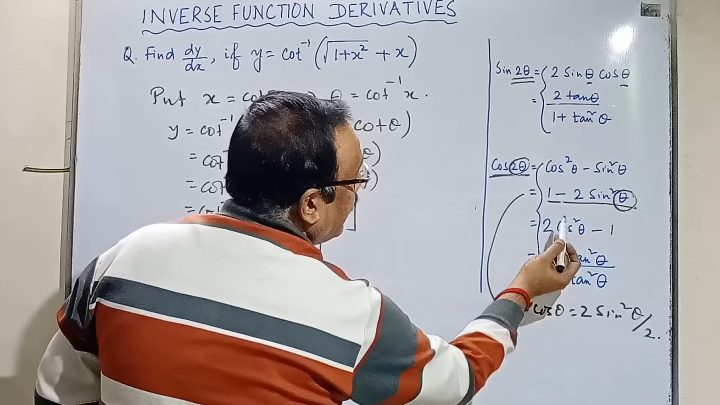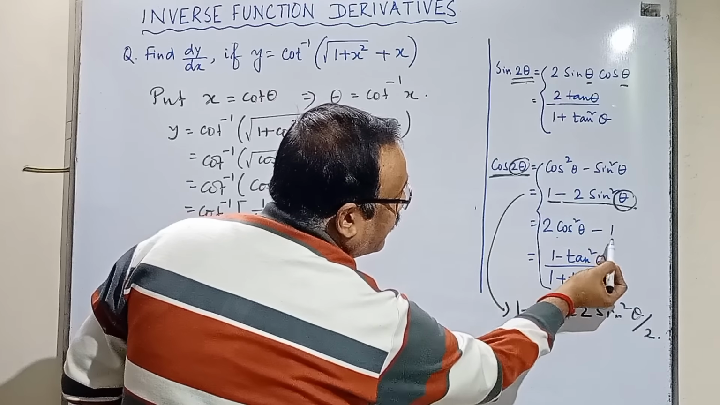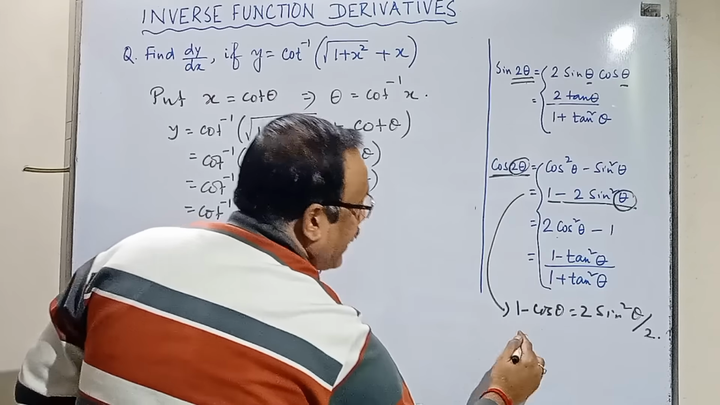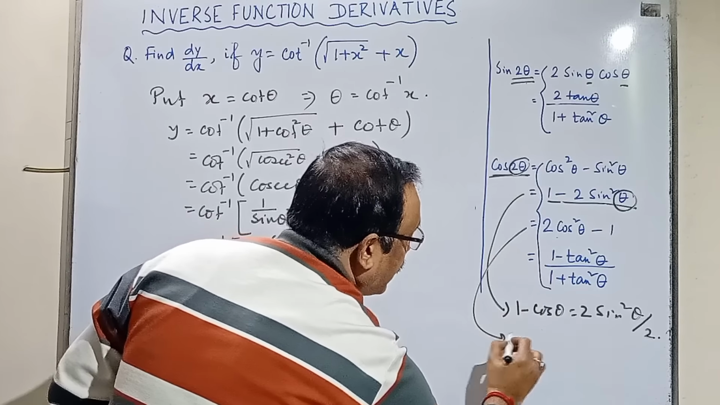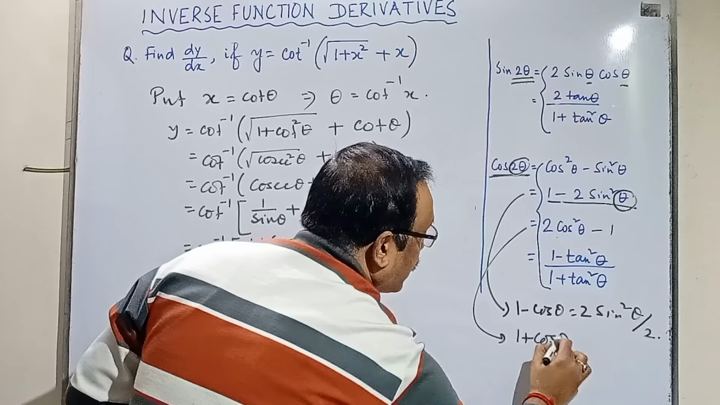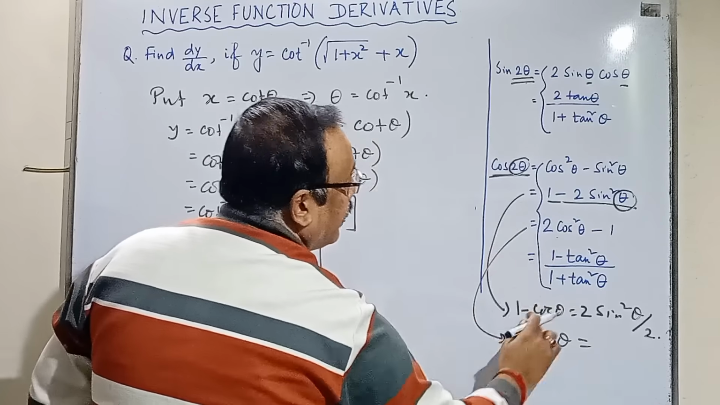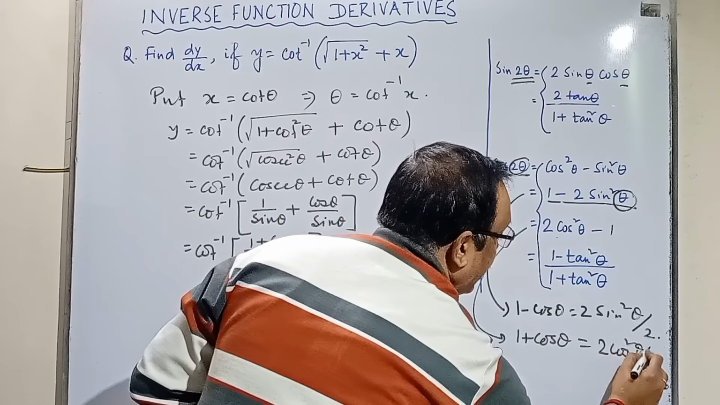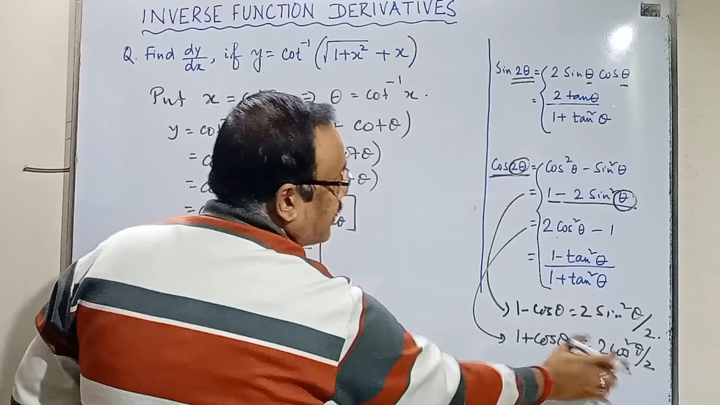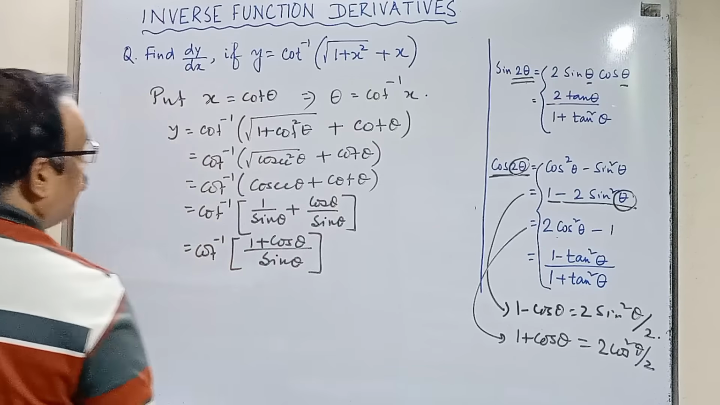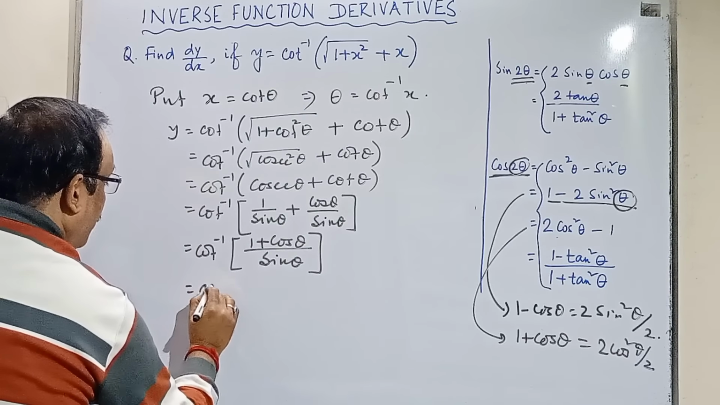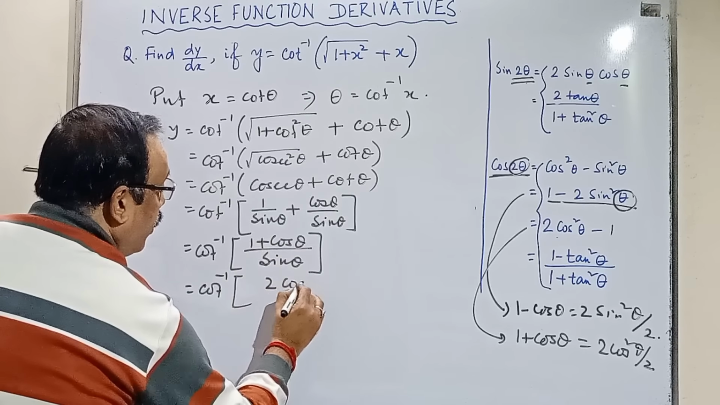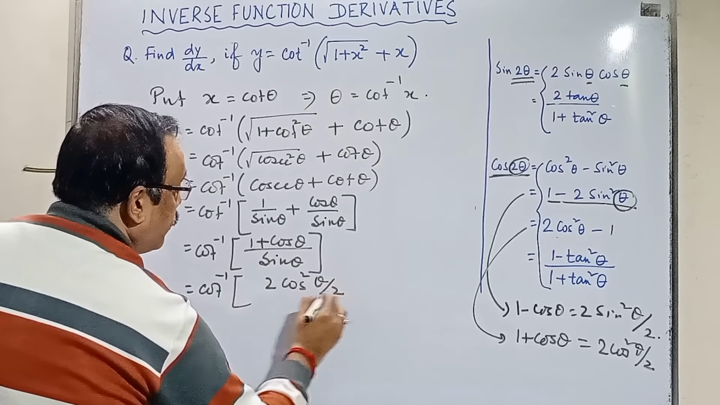We use this logic. See, cos 2 theta is equal to 2 cos square theta minus 1. If I bring minus 1 this side, this will become cos 2 theta plus 1. That means I can use this. So from here, I am getting 1 plus cos theta will be equals to 2 cos square theta by 2 for submultiples. This is for multiples. For submultiples, it is 2 cos square theta by 2. So this will become cot inverse. In place of 1 plus cos theta, I can write 2 cos square theta by 2.